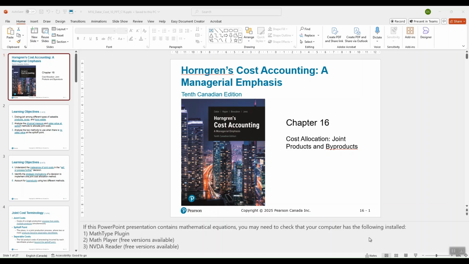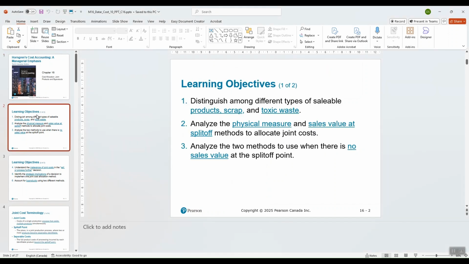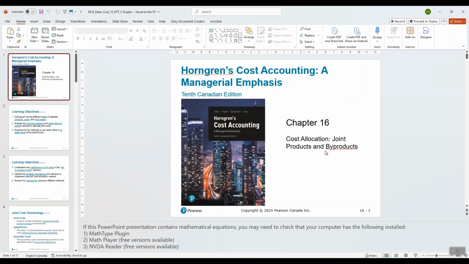Following class after the reading week. So, chapter 16 is focused on cost allocation. In cost allocation, we have different lines of businesses that include joint products, and some lines of manufacturing businesses may have byproducts as well.